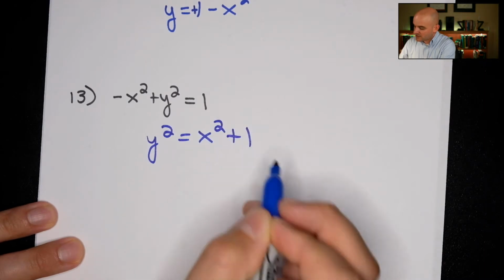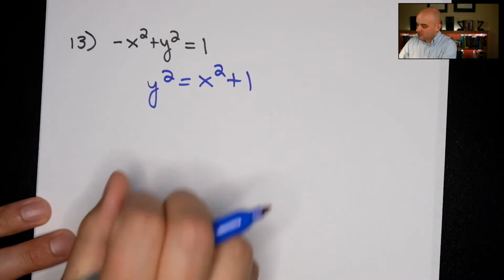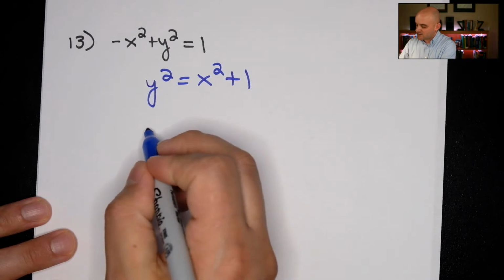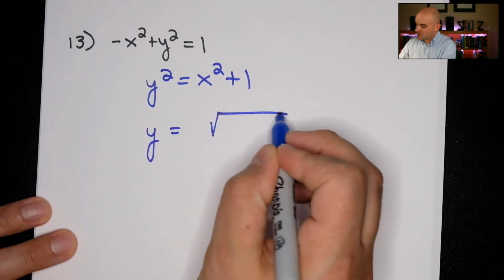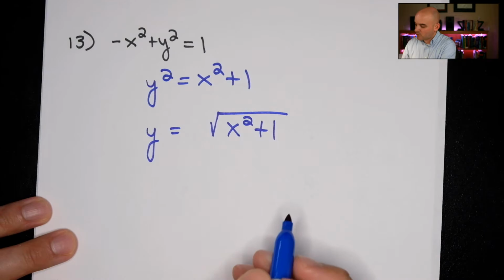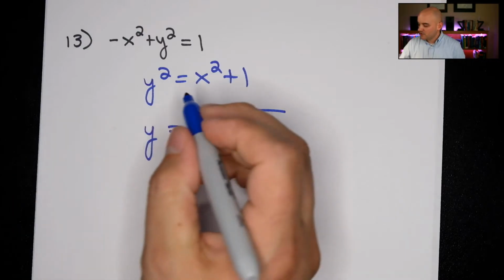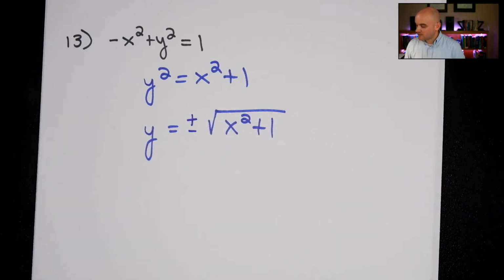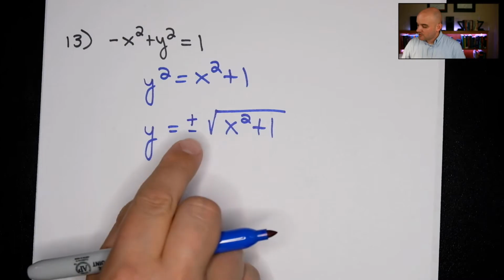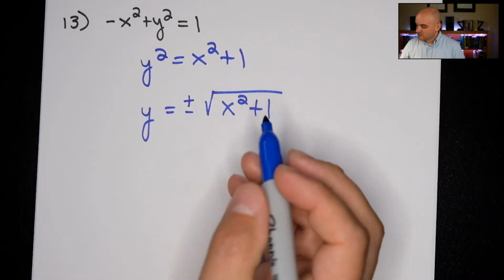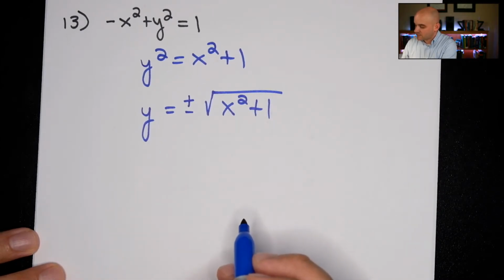So y equals x squared plus 1. And then I'm going to take the square root of both sides. So y equals the square root of x squared plus 1. Now, I introduced the square root here. So remember from the previous lesson, when we introduce the square root, we have to put a plus or minus in front of it. So in this case, let's try a value for, say, when x equals 3.